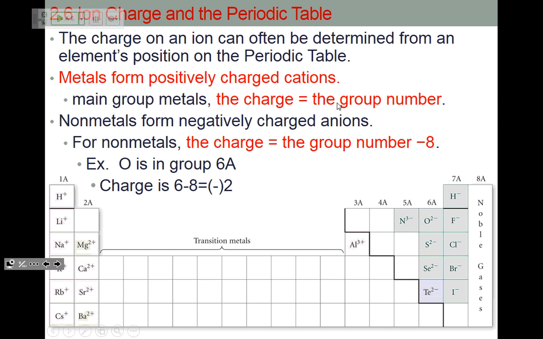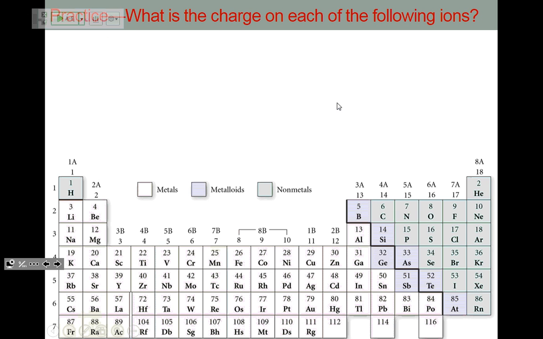Notice that everything in group 6A forms a minus 2 charge. Everything in group 7A forms a minus 1 charge. So again, you can use that rule. So looking at potassium, here's potassium. I have it in red. Potassium's in group 1A, so it's going to form a plus 1 charge. And we show that with our symbol K+.